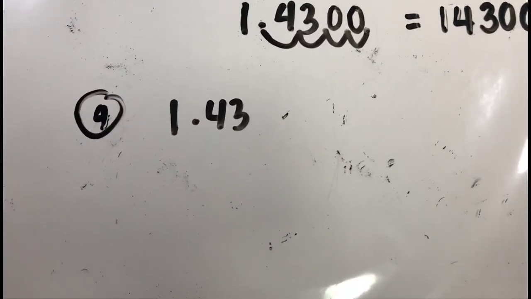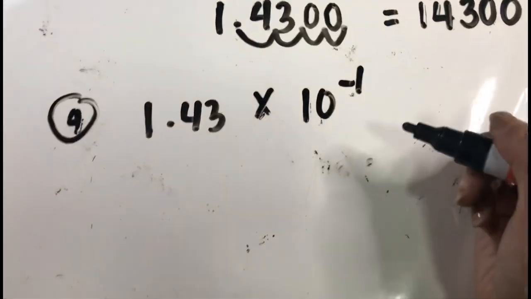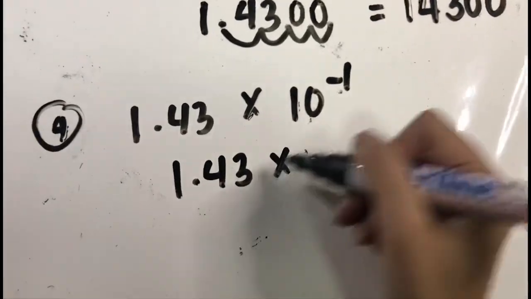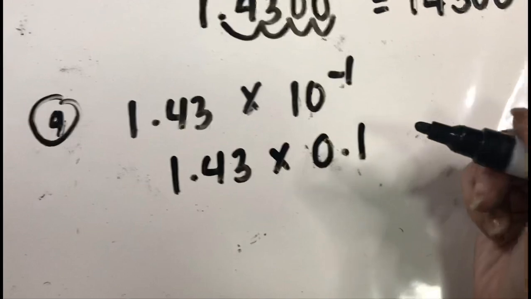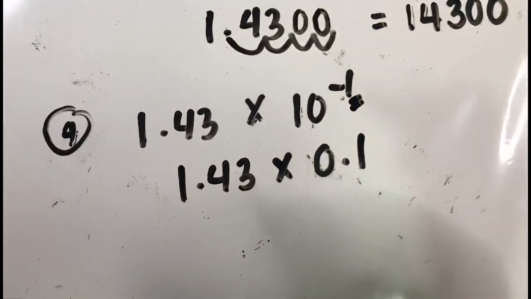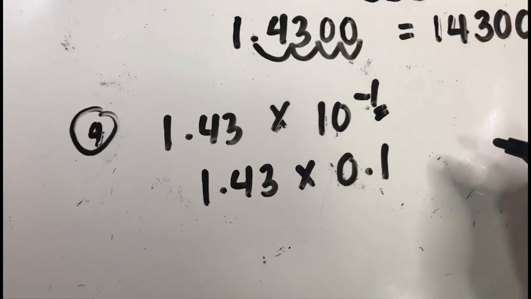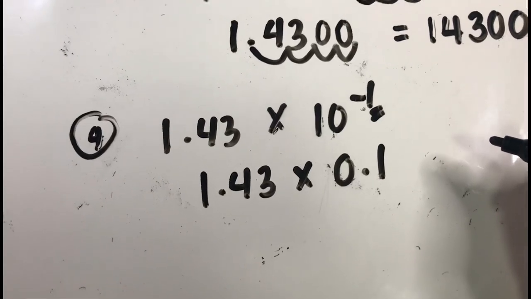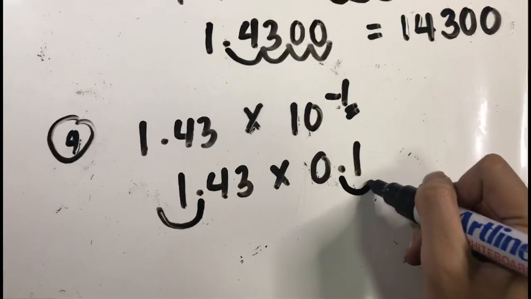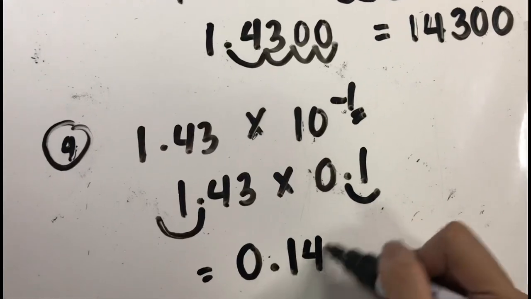Next, 1.43 times 10 raised to negative 1. So we have 1.43 times 10 raised to negative 1, which is actually equal to 0.1. Since this is negative, instead of moving the decimal place to the right, we have to move the decimal place to the left. So we move 1 decimal place, and it will be equivalent to 0.143.